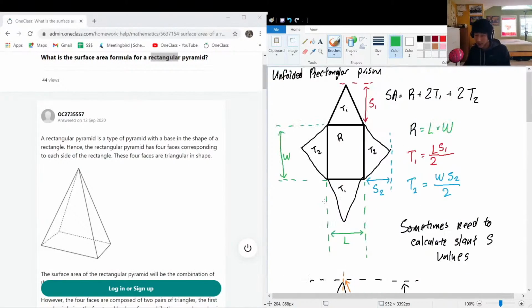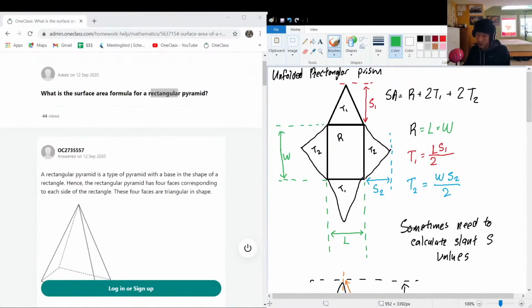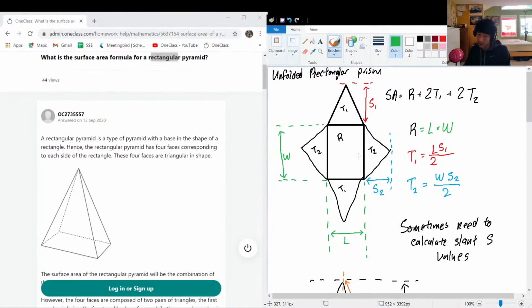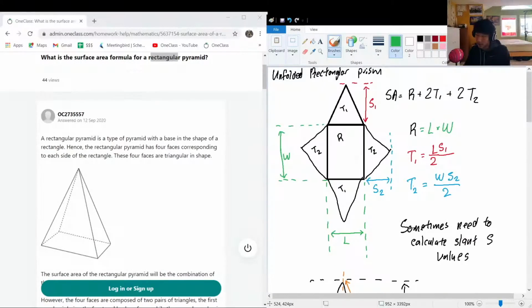Slant is the only thing that might be difficult to find, but honestly, the easiest way to visualize surface area problems is to unfold or get the net of the shape. In this pyramid, we have this pyramid as an example, and you would just unfold it and find the area of all the components. You might need to do some work to find some of these measurements, but once you find them, it's a fairly straightforward process. So this would be how you find it.